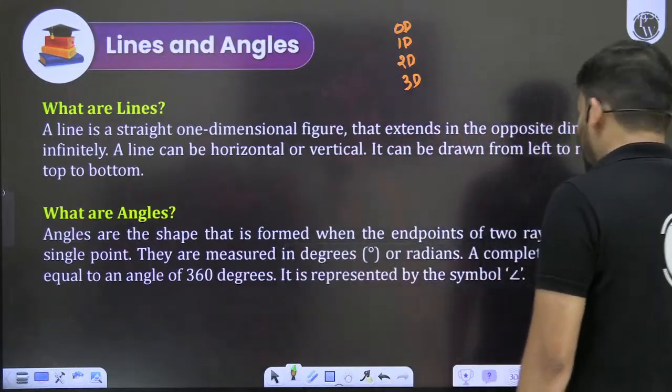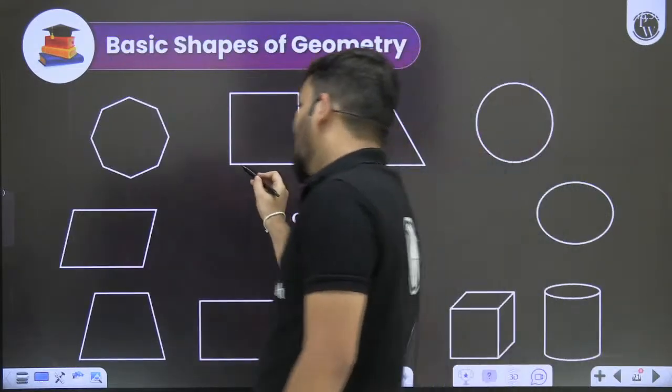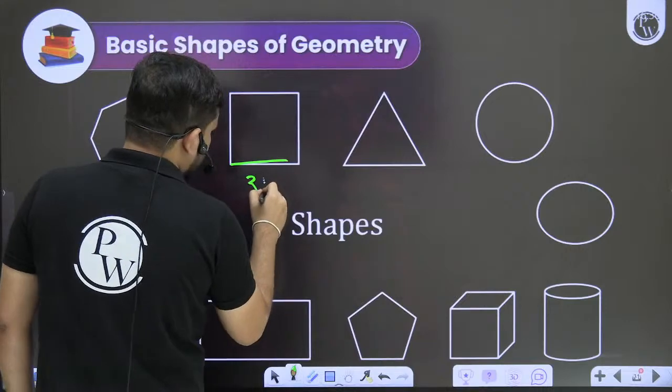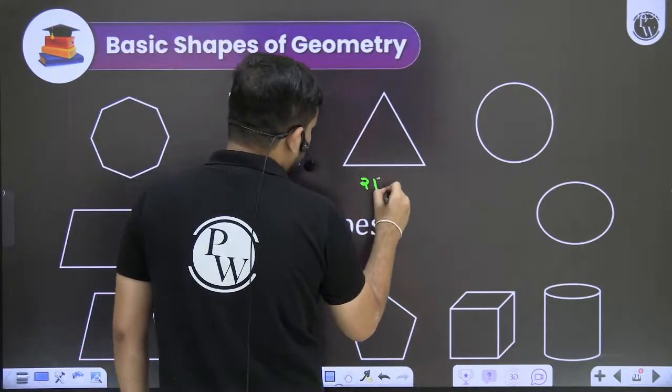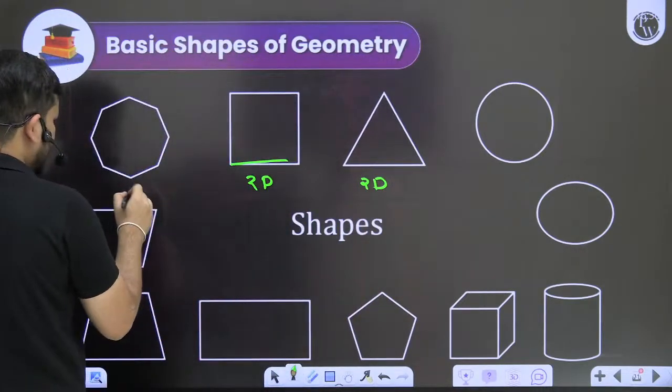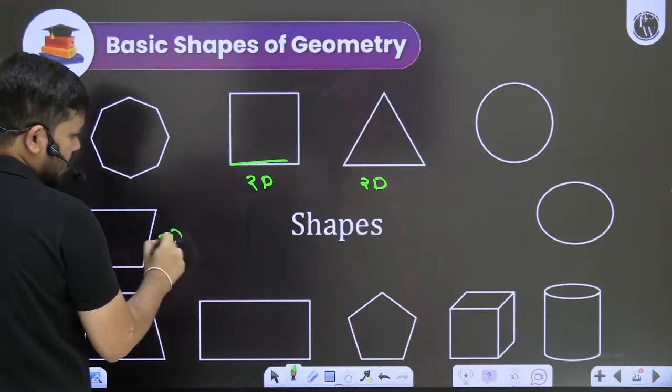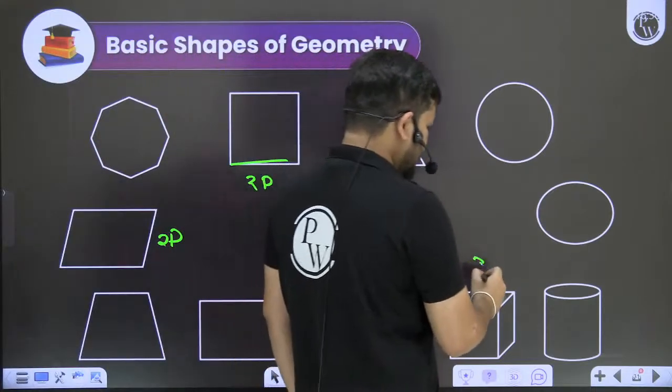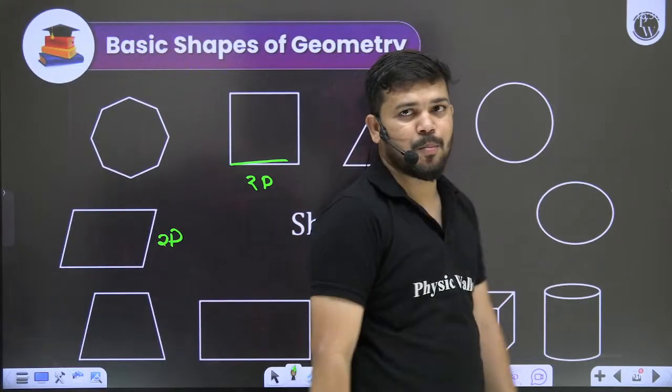In this you can try to observe here, these are 2 dimensional. This is again 2 dimensional. A circle, you can see here, is again 2 dimensional, this is 2 dimensional. There is a figure, this is 3 dimensional. So I hope you are aware of all these points, right?